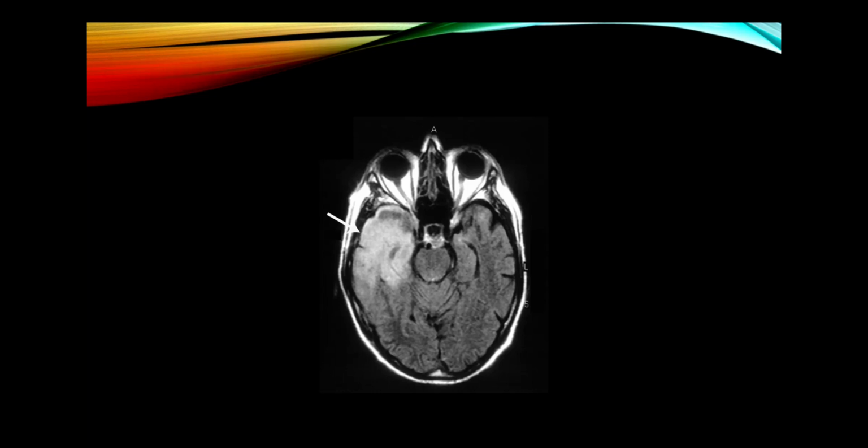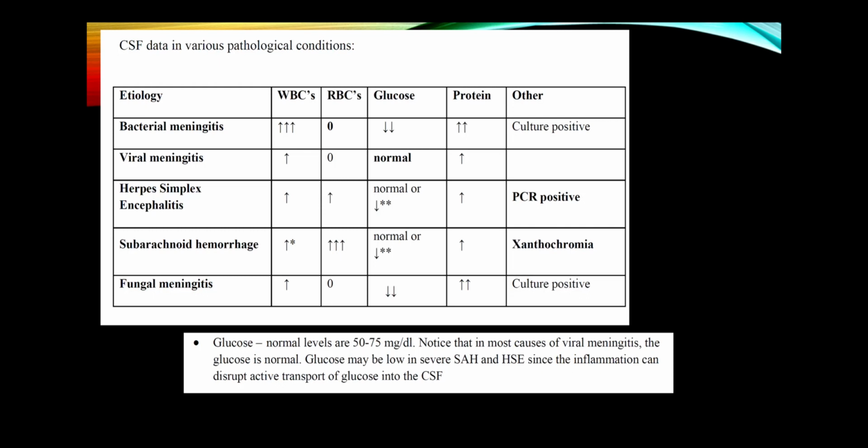Okay, so here we have a patient. We're looking at the temporal lobe here, and obviously we can see a lot of swelling. There actually is a little bit right here on this side also. So the bilateral temporal lobe edema is quite suggestive of herpes simplex encephalitis.